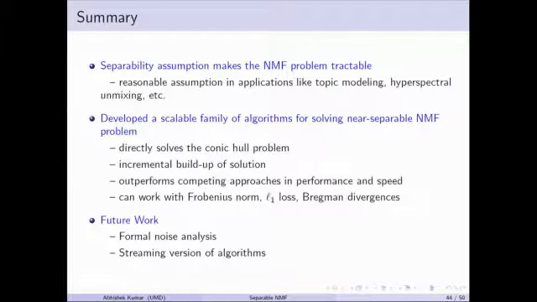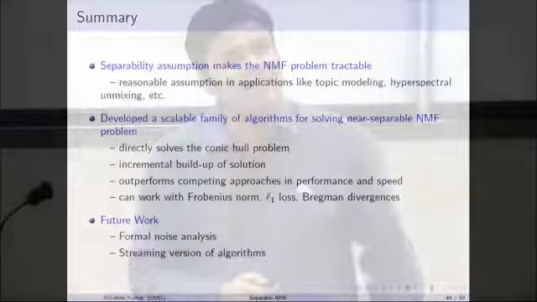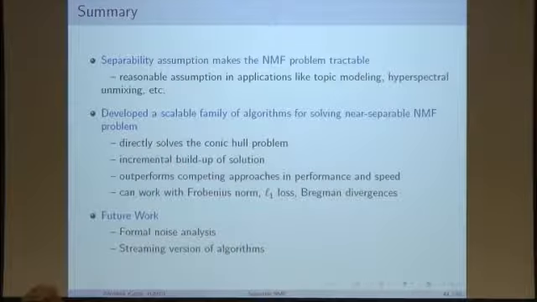In the end, I'll just summarize what we discussed. We saw the separability assumption, which makes the NMF problem tractable, and it turns out to be a reasonable assumption in topic modeling and hyperspectral unmixing. We also saw a scalable family of algorithms for near-separable NMF, based on recovering the extreme rays of the conical hull. They directly attack the conical hull problem, and it is not required to scale the columns of X. The solution is built up incrementally, so we select one extreme ray in each iteration, so it's very easy to do cross validation.